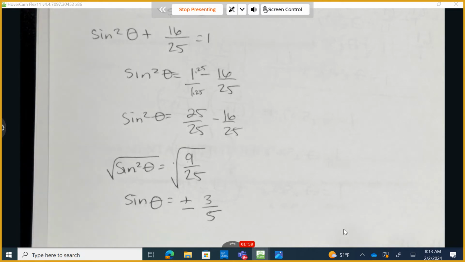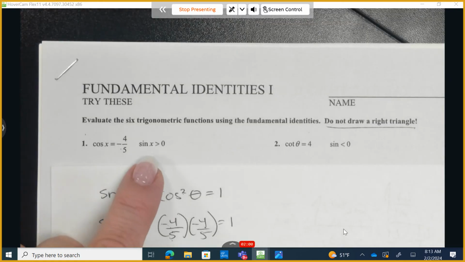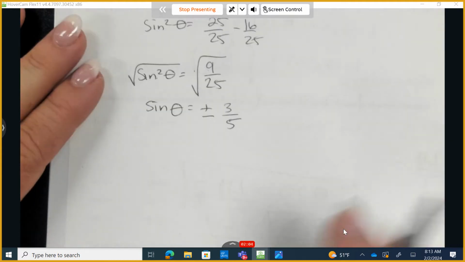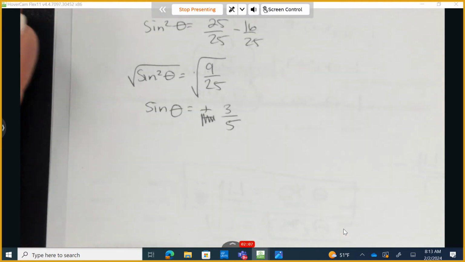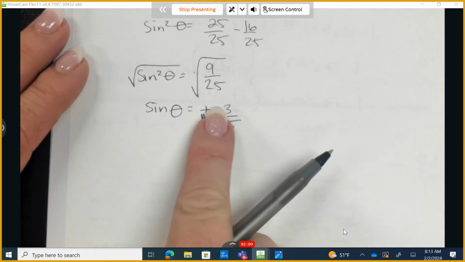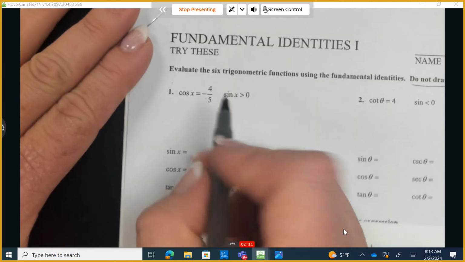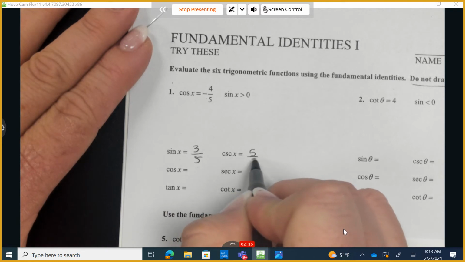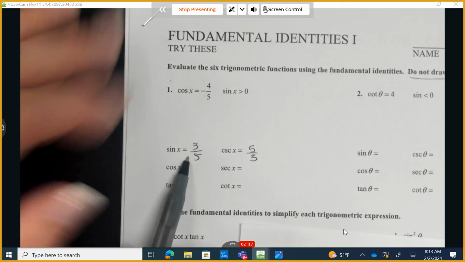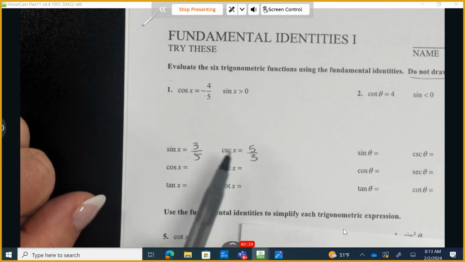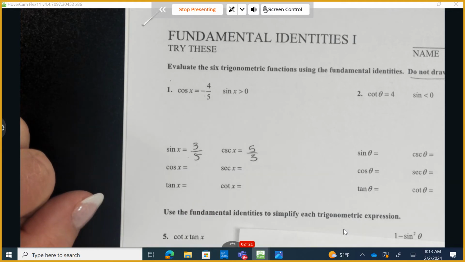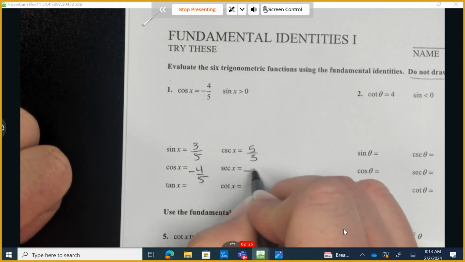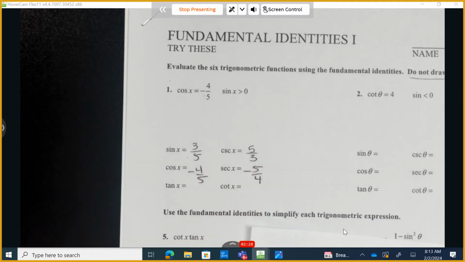But let's look back up to this original problem. It says that the sine of x, or the sine of theta, has to be positive. It has to be greater than 0. So I'm going to cross out the negative portion. And now I'm going to go to sine and write 3/5. So sine is 3/5. That means its reciprocal, cosecant, would be 5/3. If the primary trig function is positive, the secondary will also be positive. Cosine is -4/5. That means its reciprocal will also be negative.